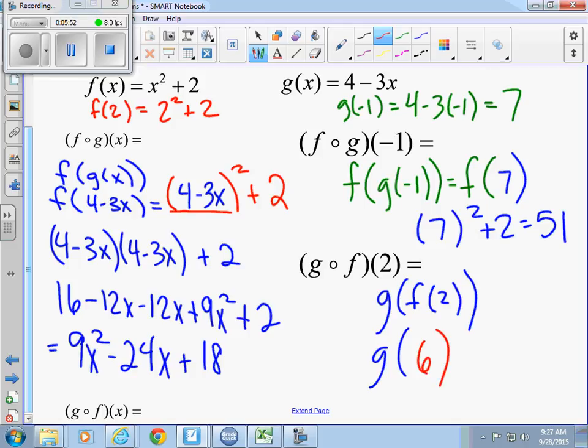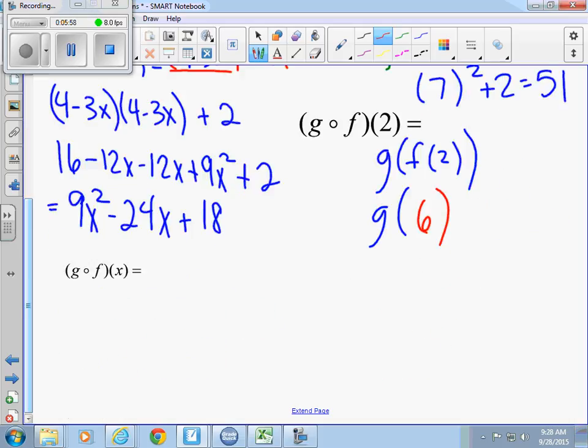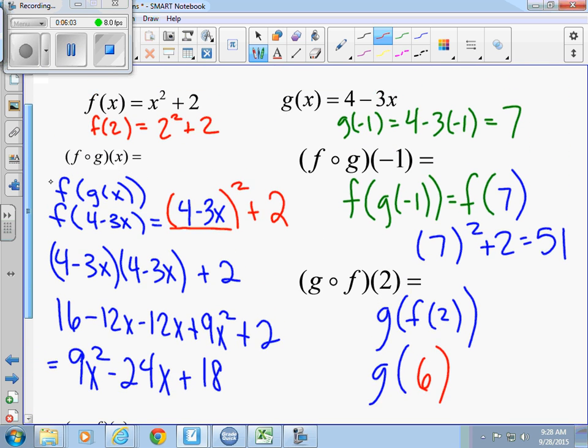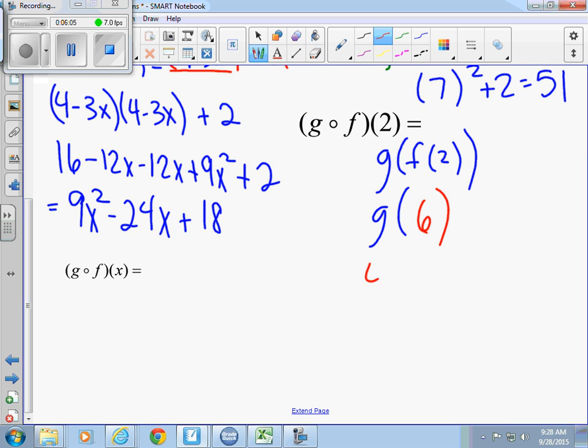Where I got that? f of 2. And then I'm going to find g of 6, which is 4 minus 3 times 6. 4 minus 18. Just bringing it back from what we did on Thursday.